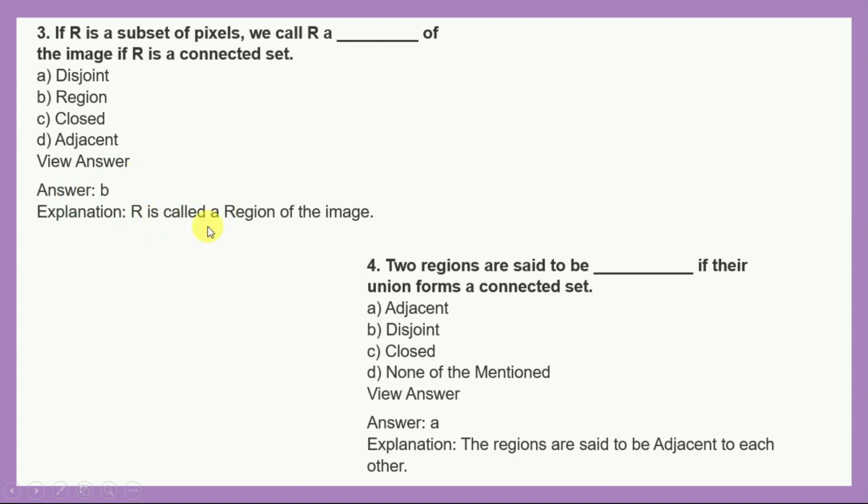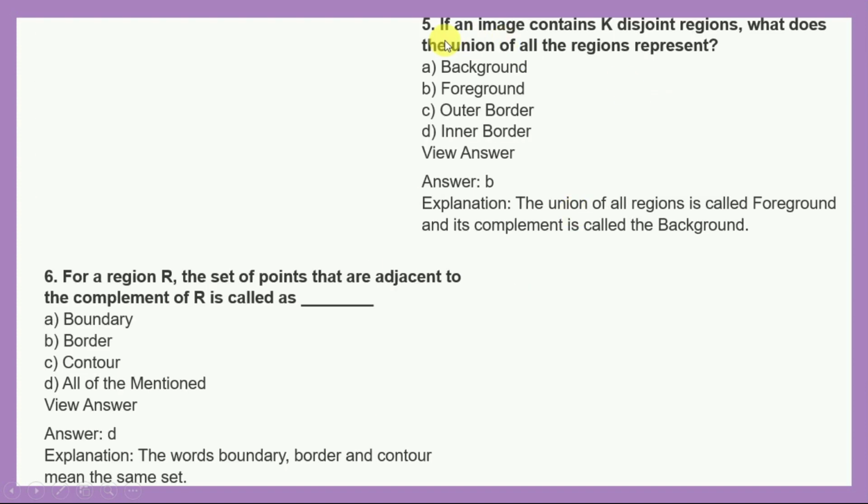R is called a region of the image. Now question: two regions are said to be dash if their union form a connected set. So answer is adjacent. Two regions are said to be adjacent. Now question is, if an image contains k disjoint regions, what does the union of all the regions represent? So it represents the foreground.